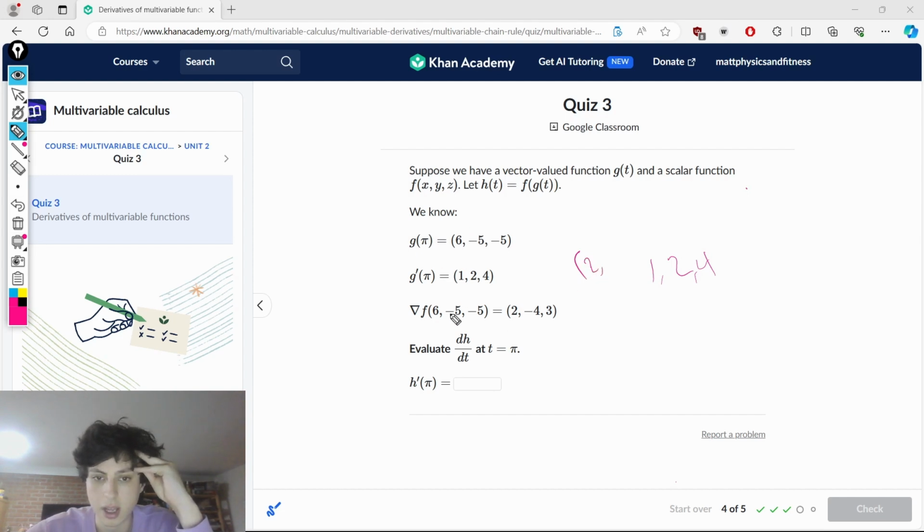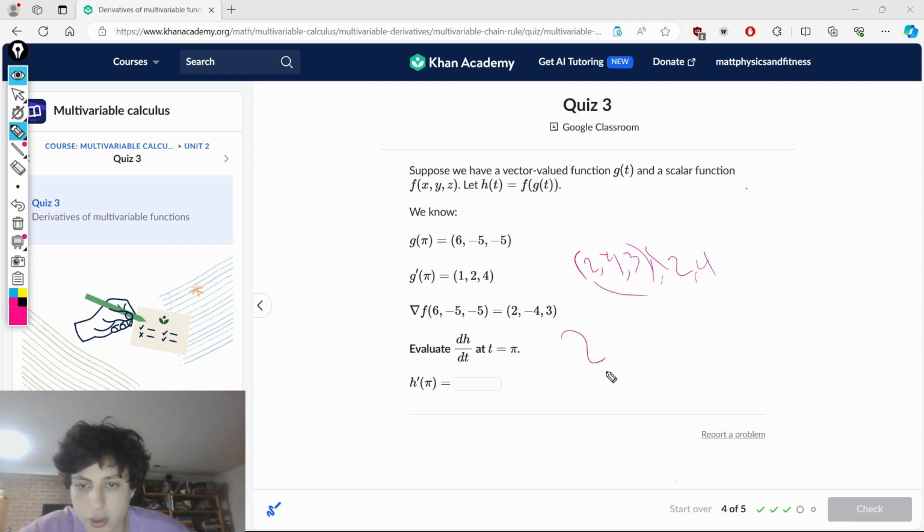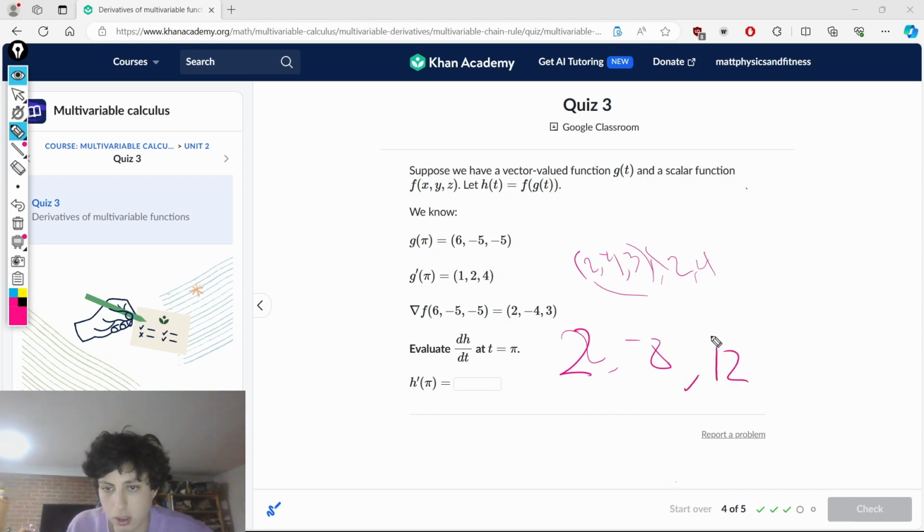It's 2 because we need f prime at g of t. So f prime at this number equals this. So 2, -4, 3. And then you multiply like x by x, y by y, z by z. So 2 times 1 is 2. -4 and 2 is -8. Let me fix my hand. 2 and 1, 2 and -4 is -8. 4 and 3 is 12. I think it's 6.